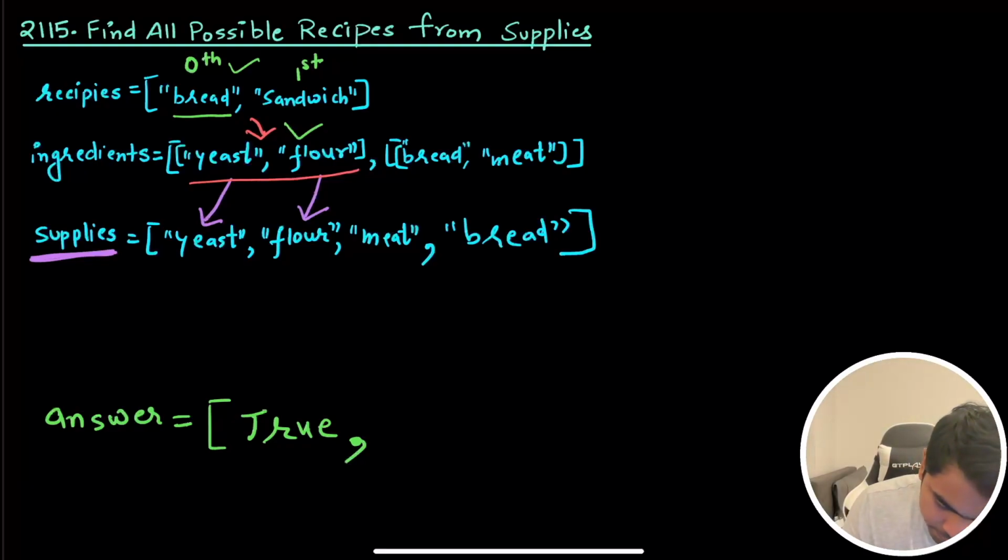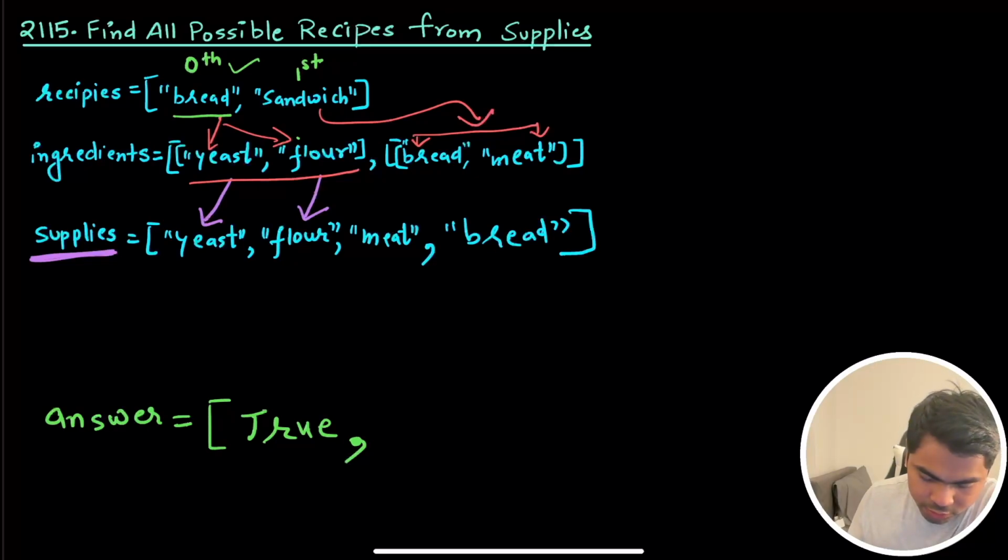So let's go over sandwich. Can we create sandwich? So we are done creating bread. So this is done, by the way. Can you create sandwich? So for sandwich, what do you need? You need 2 ingredients, these two, which are bread and meat. Do we have meat? Yes, we do.